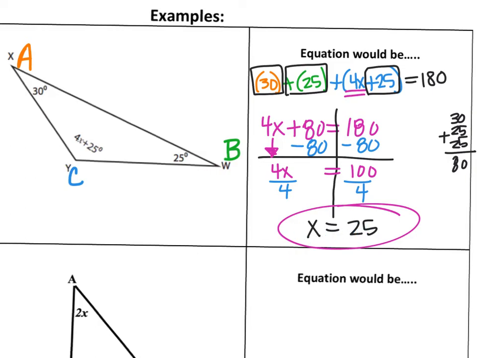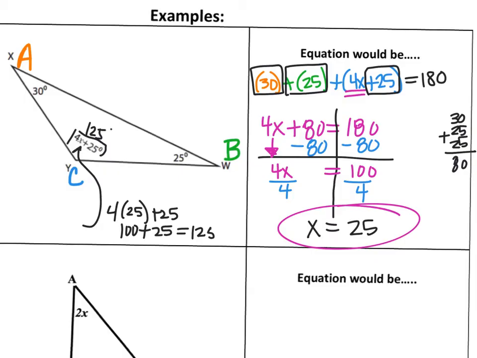If I did come over here, I would put that there and say 4 times 25 because that's what I got for x, plus 25. So 100 plus 25. That whole angle now equals 125. So this whole entire value right now is 125 degrees. If you had to know the whole entire angle, you'd say 125. If the question only wanted the value of x, then you stop here and just say the value of x is 25.